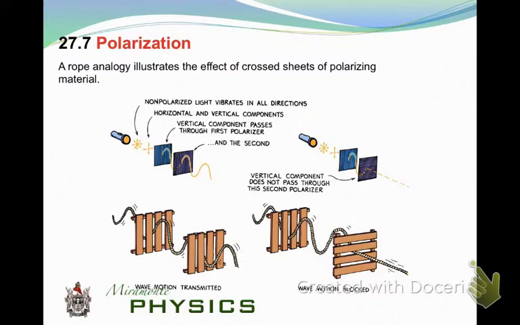So you break it into vertical and horizontal components. The vertical gets through, but then you have your filter at a 90-degree angle, and it does not get through. And this is the same analogy. This is the rope and picket fence analogy of what's actually happening with light: this way the rope will get through, this way the rope will not get through.